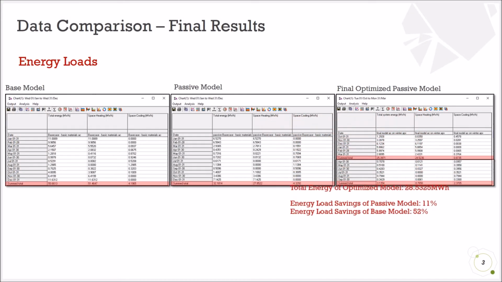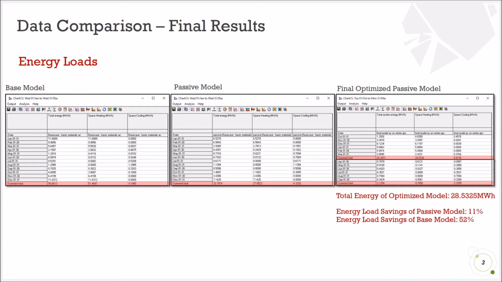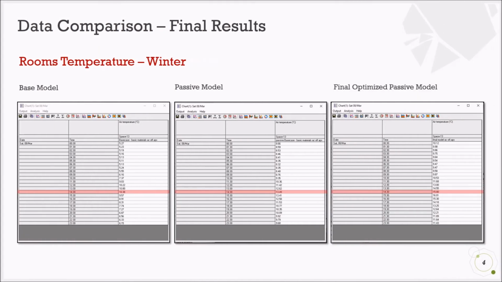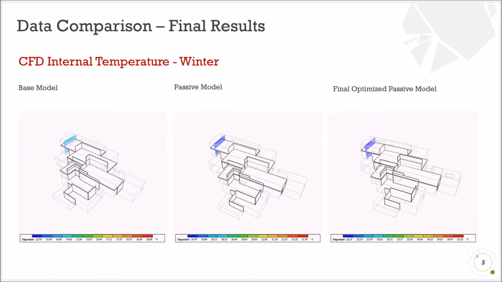The final optimized model with winter and summer modes has achieved up to 52% saving of the total energy load. The temperature in winter of the final optimized model has a 5 Celsius rise on the 8th of March. CFD simulations of the three models also show the improvement of the thermal behavior of the building.